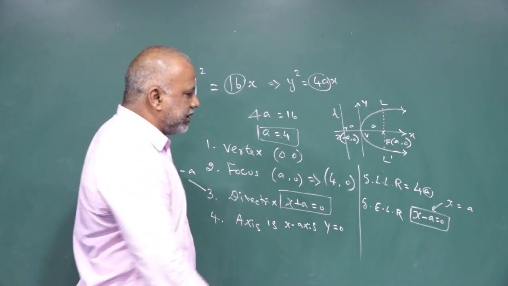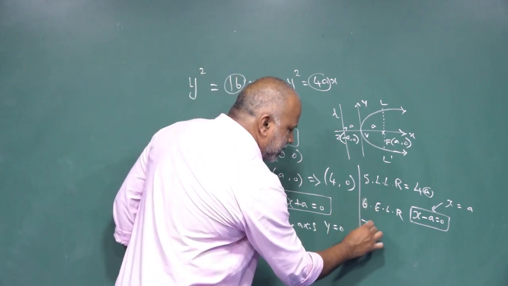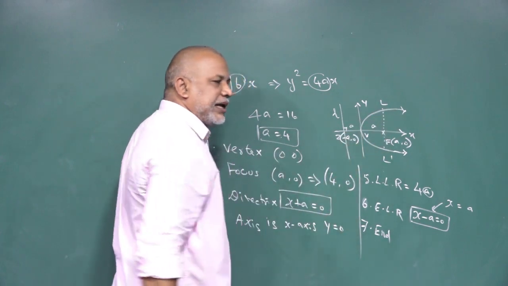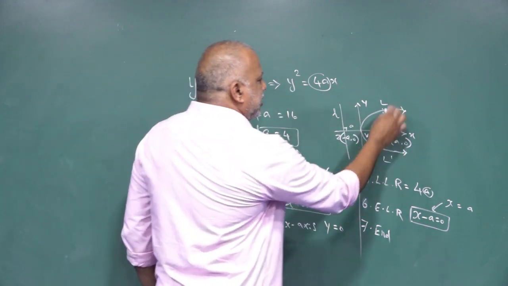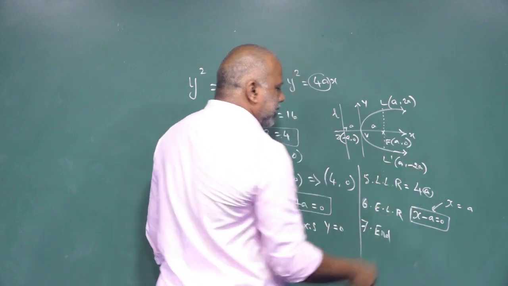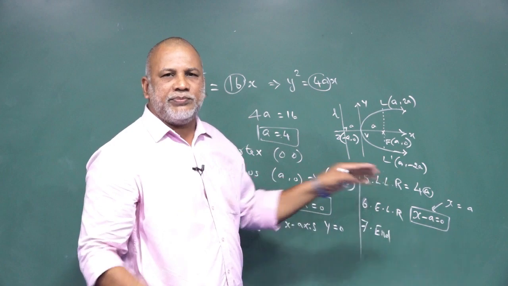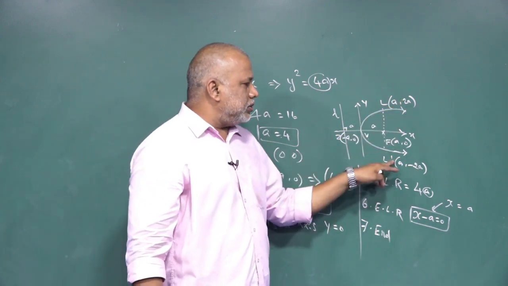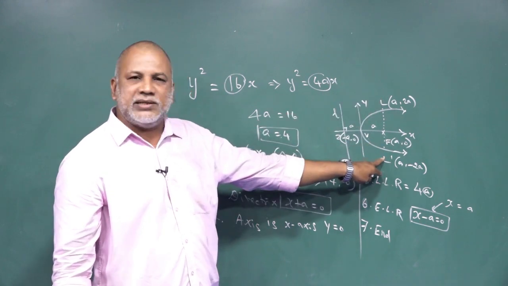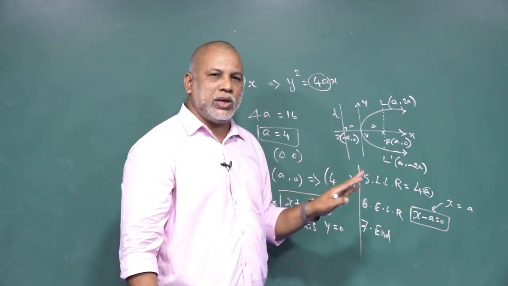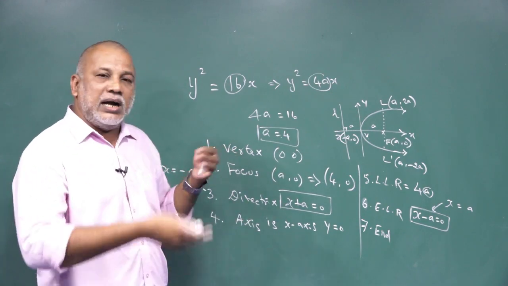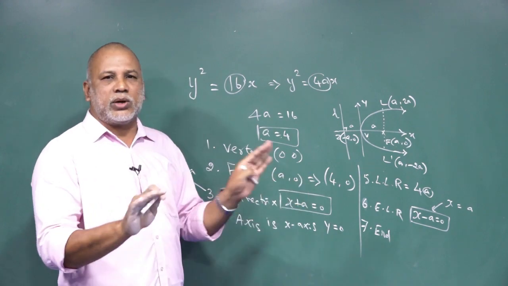Then what are the endpoints? This is result number 7. L and L dash are called the endpoints of the latus rectum. They are (a, 2a) and (a, minus 2a). See here, total length is 4a, equally split: 2a above, 2a below. The point in the first quadrant is (a, 2a). Here the point lies in the 4th quadrant, therefore (a, minus 2a). These are the results we already worked out. We derived all the results, and some problems based on this we already worked out.